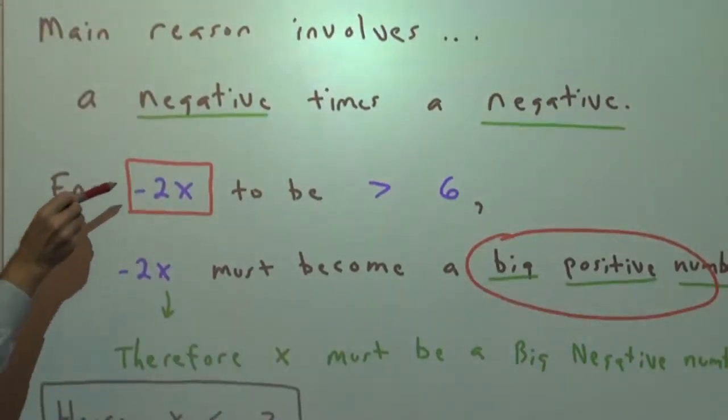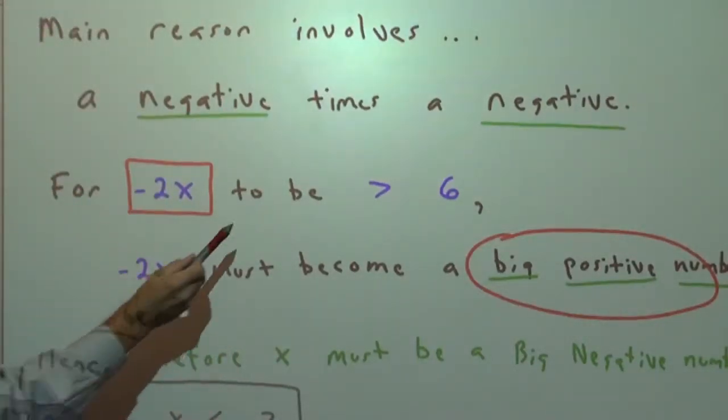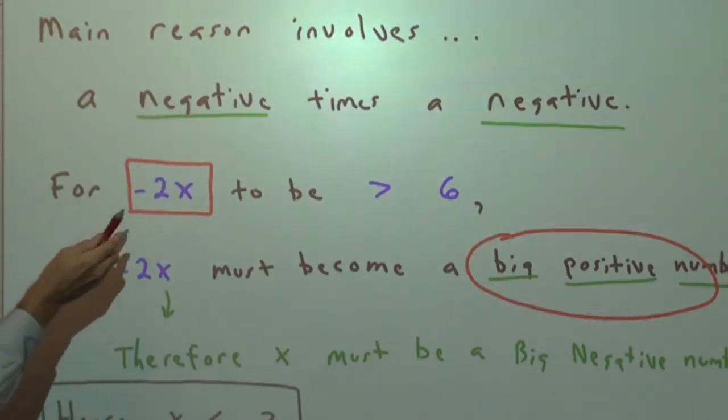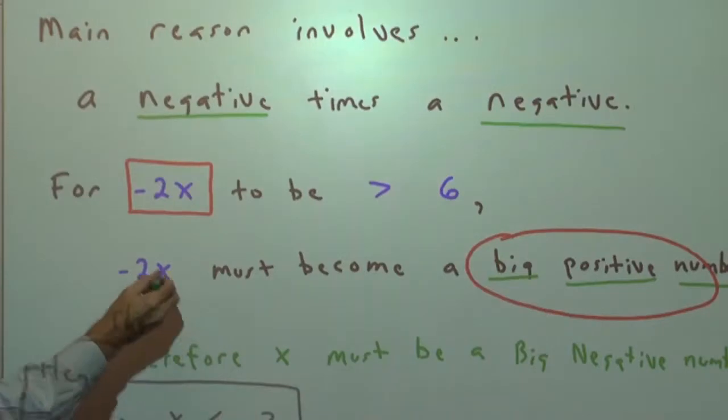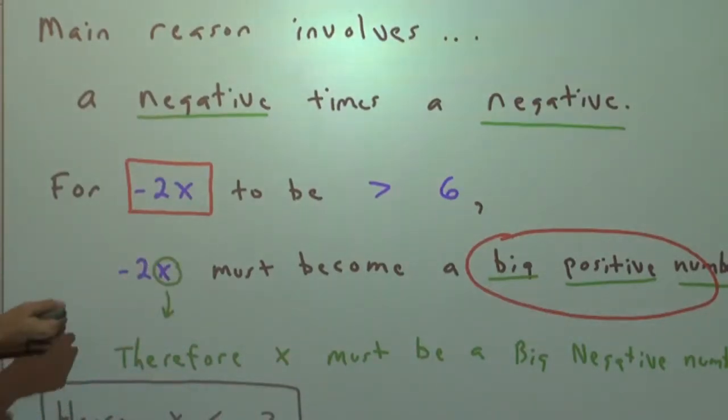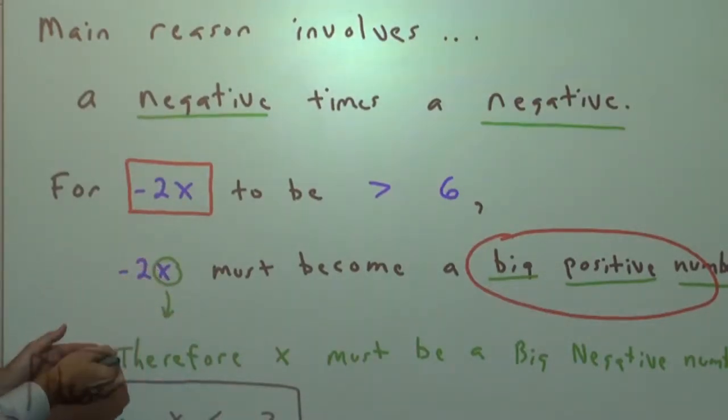Keeping in mind then that that entire quantity has to give us big positive numbers, then we should ask ourselves, okay, within that quantity, when it comes to this variable right here, what should be the characteristic of x?